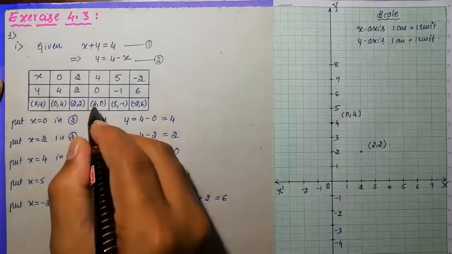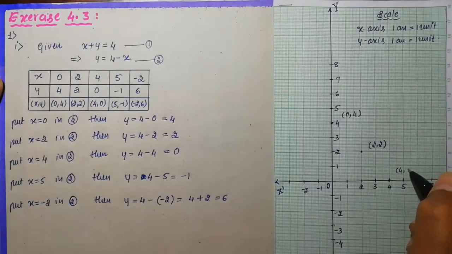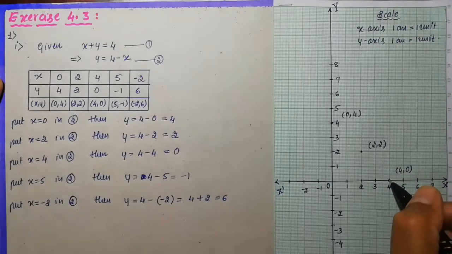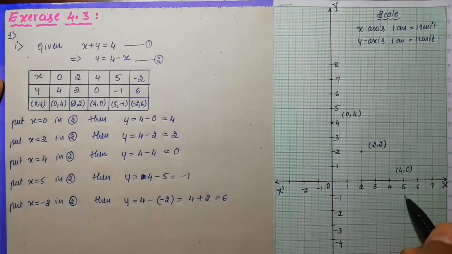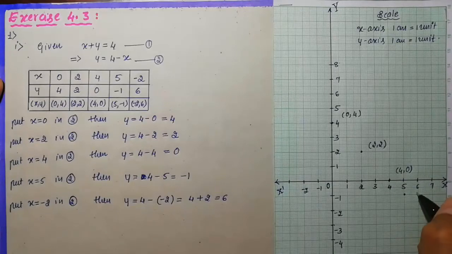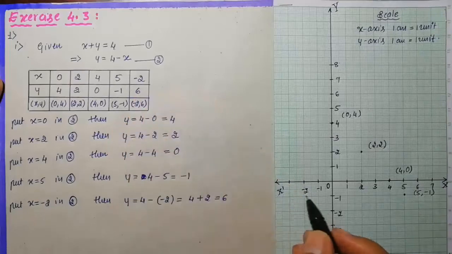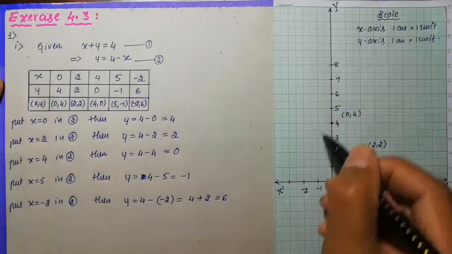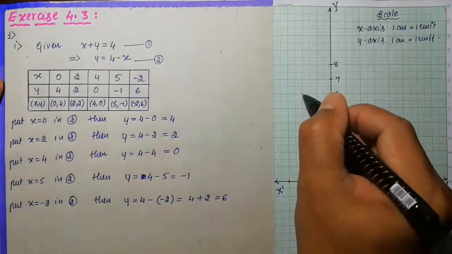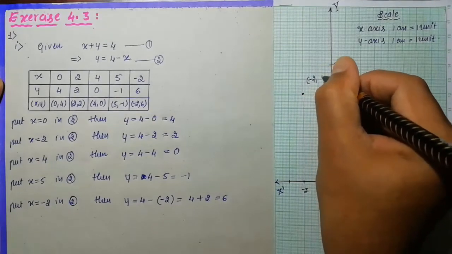And then the third one, 4 comma 0. 4 comma 0 means on the x-axis. This is the point 4 comma 0. And 5 comma minus 1 means for 5 it should be minus 1, minus 1 on the y-axis. So this is the point 5 comma minus 1. In the same sense, for minus 2 it should be equal to 6, minus 2 and then 6 on the y-axis. This is the required point, minus 2 comma 6.